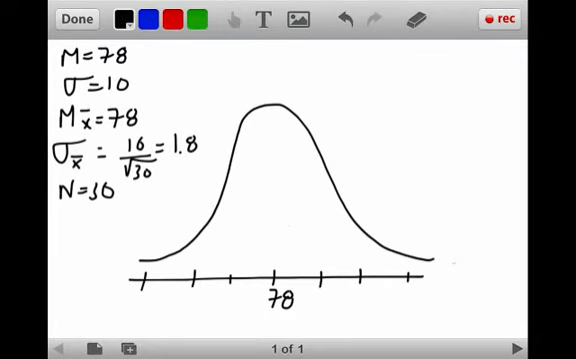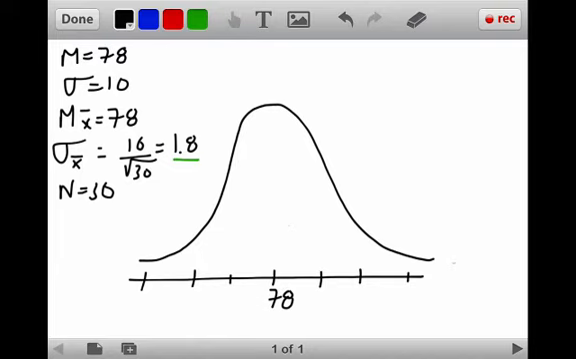Okay, but this distribution is called a sampling distribution. This distribution has a mean of 78, just like our distributions of individuals or population, but the standard deviation for this distribution is a little different, it is 1.8. Okay, so we can actually build our distribution here.